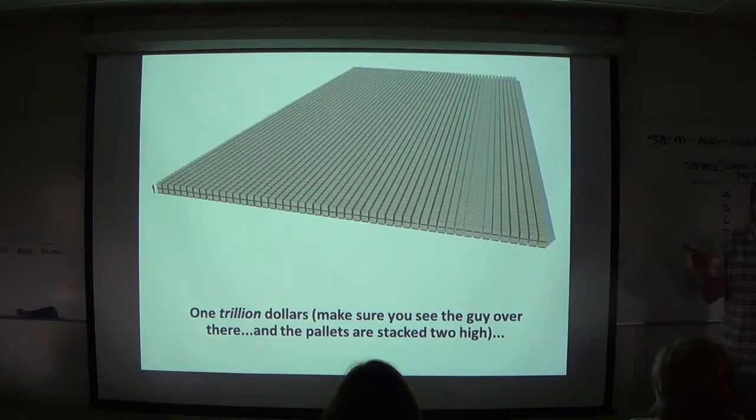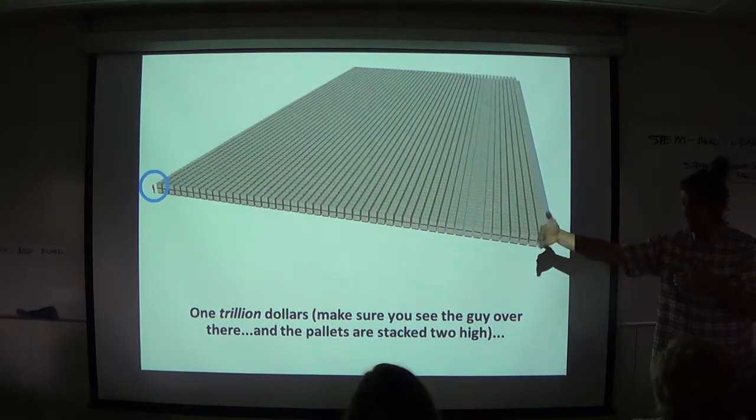That's $1 trillion. Find the dude. You see him over there? There he is. What is a trillion compared to $1 billion? It's 1,000 times bigger. Every time you go up an illion, you multiply by 1,000. Million, billion, trillion, quadrillion, quintillion.